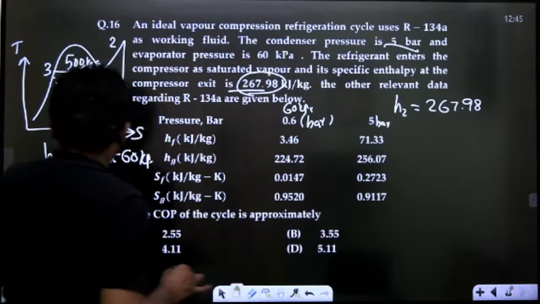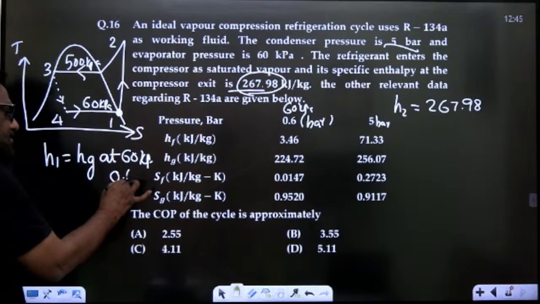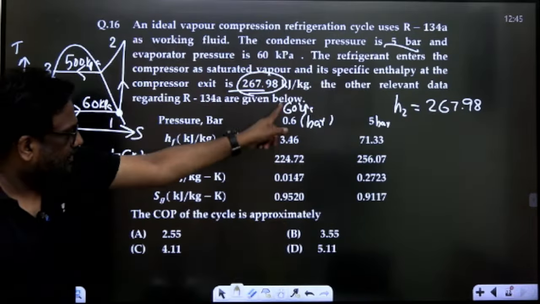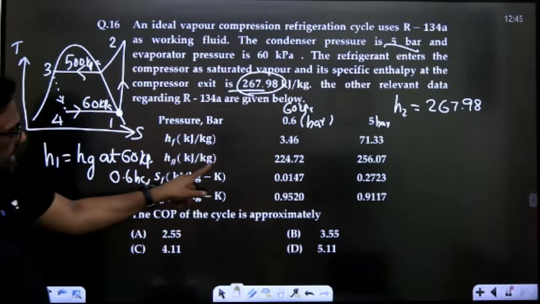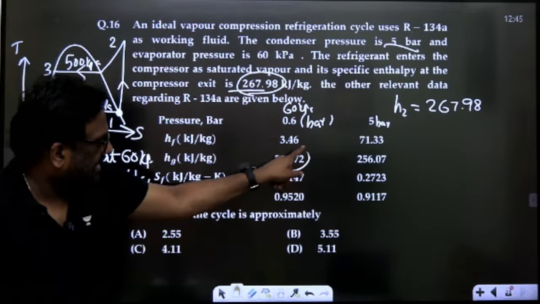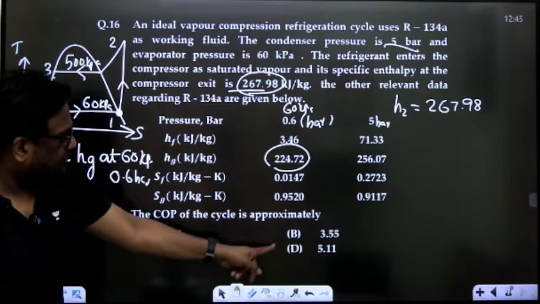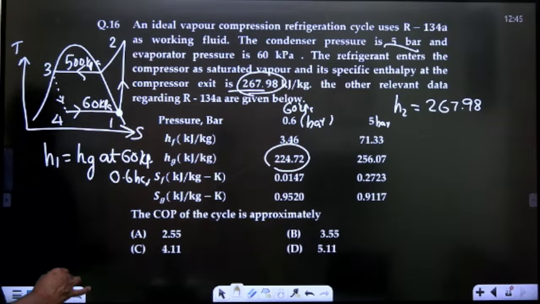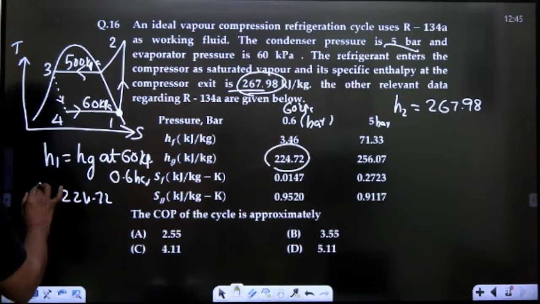H1 is equal to Hg at 60 kilopascal, which is also 0.6 bar. So 0.6 bar is this column, and I want Hg. Hg at 0.6, can I write H1 is Hg at 0.6? This column is 0.6. Hg at 0.6 is 224.72. So 224.72 is H1.